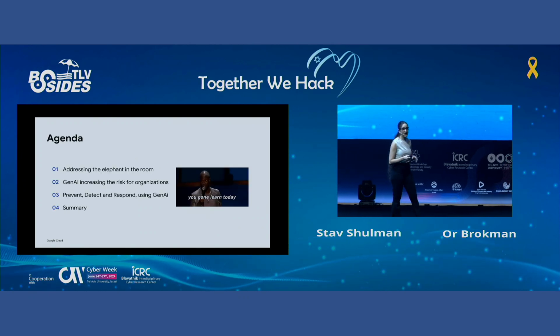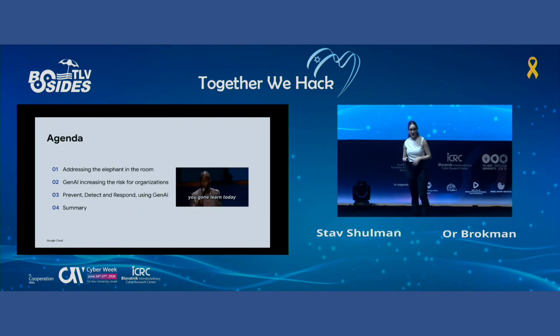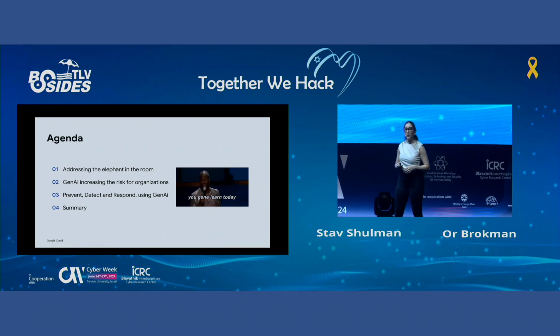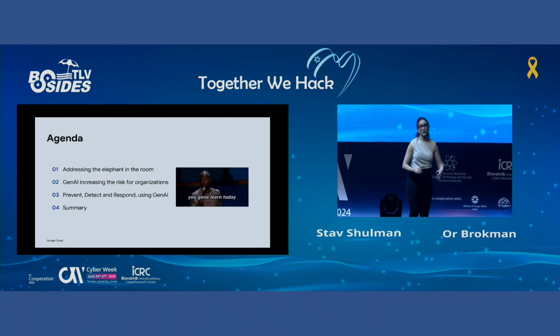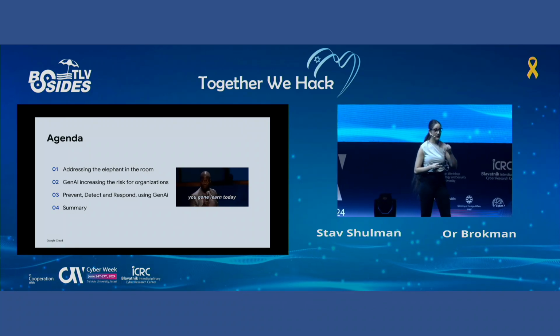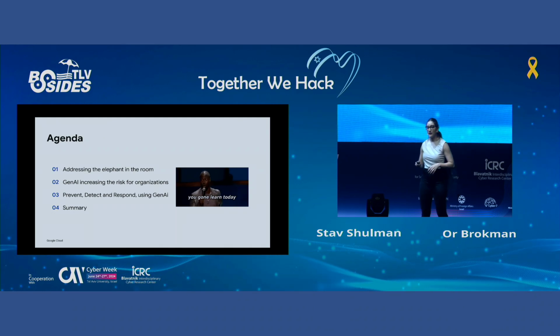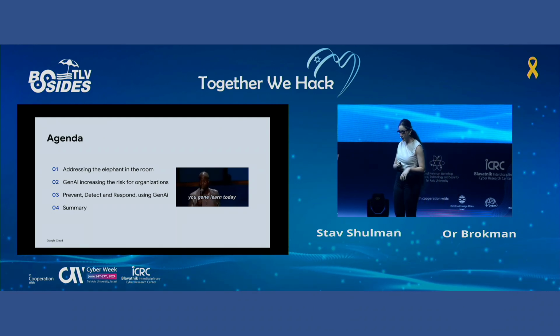To kick things off, let's go over the agenda for today. We'll start by addressing the very obvious elephant in the room. We'll see how generative AI increases risk for organizations. We'll see how it also helps prevent, detect, and respond better, then summarize and conclude.